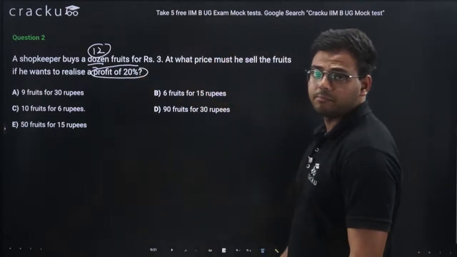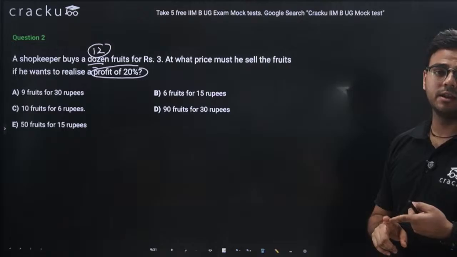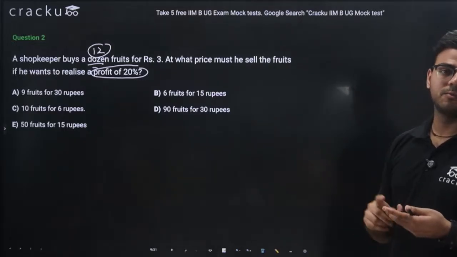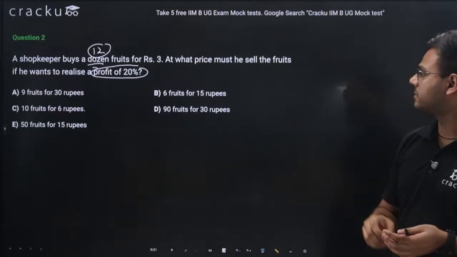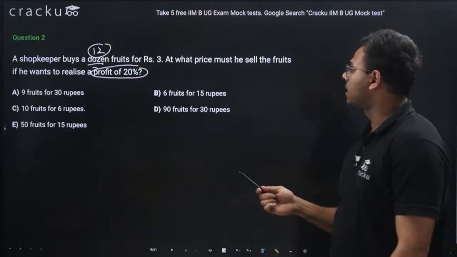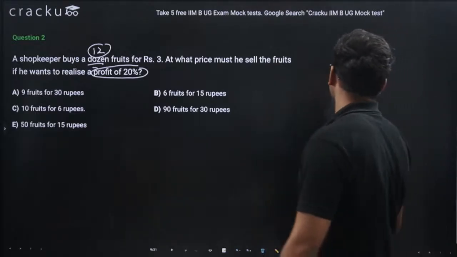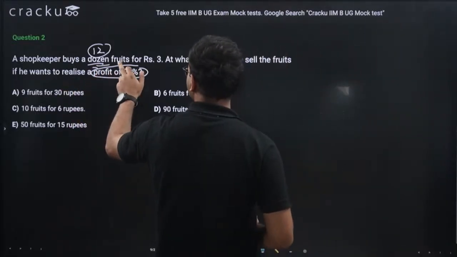Up till now, whatever we know, only 3 formulas: one is profit, one is loss, and one is for calculating the profit percentage and loss percentage. With these 3 formulas only, we'll get the answer. A shopkeeper buys a dozen fruits for rupees 3. What is given? Dozen fruits for rupees 3.